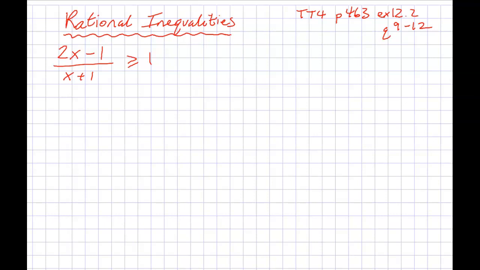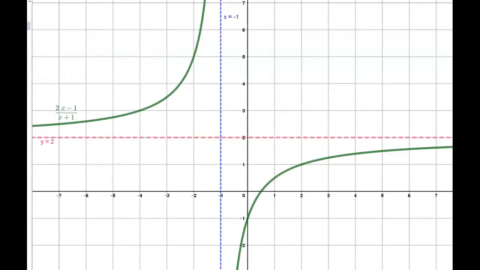Before I show you the process of finding a solution to this question, it's worth your while understanding what's happening with that left-hand side. I'm going to show you a graph of 2x minus 1 over x plus 1 as a function. You can see the green curve there. There's two parts to it. This is what f of x equals 2x minus 1 all divided by x plus 1 would look like. And I'm going to briefly comment on the key features.